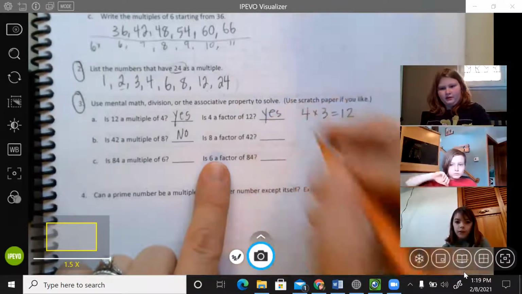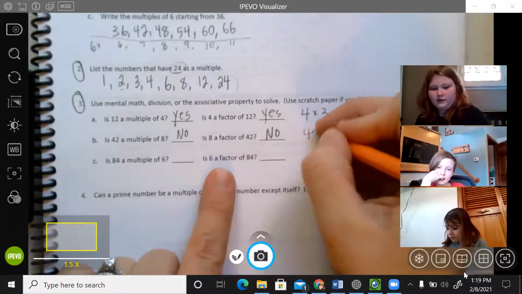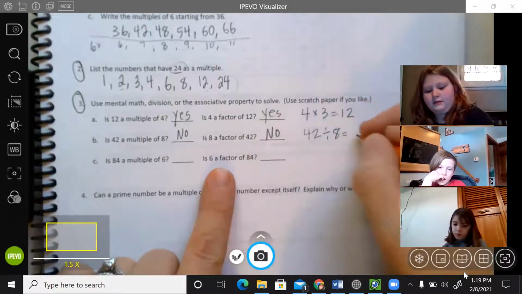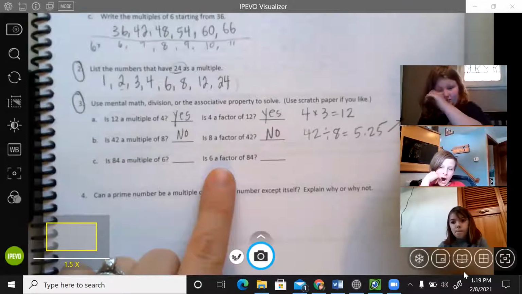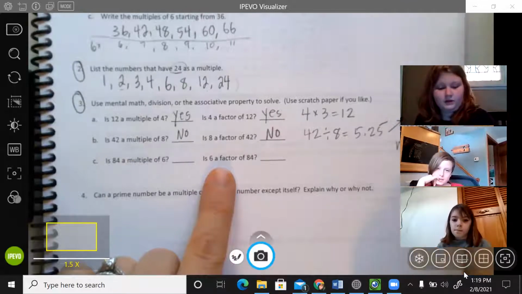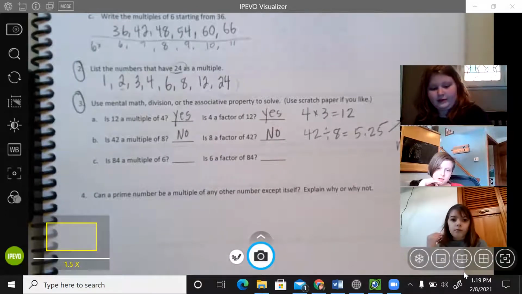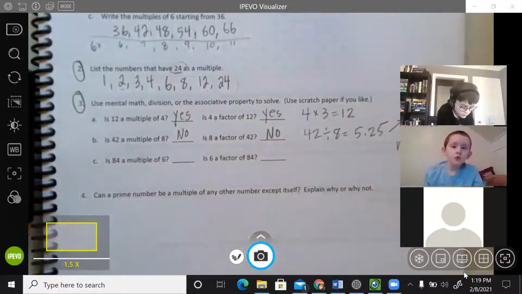So no, no, and then we're going to put on here 42 divided by 8 equals 5.25. And I'm going to put, so I know, not a whole number. Good job.